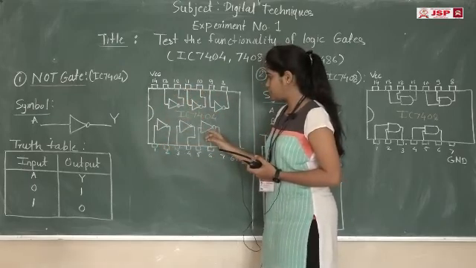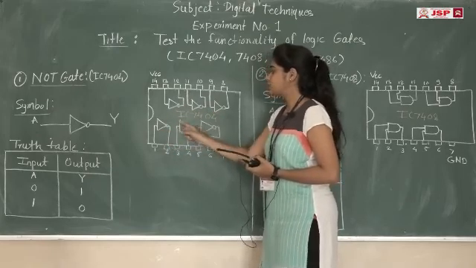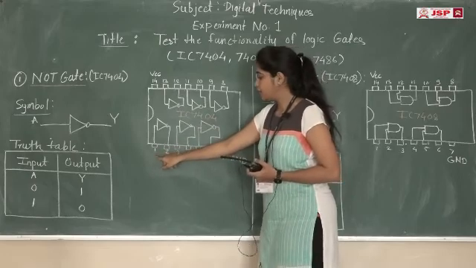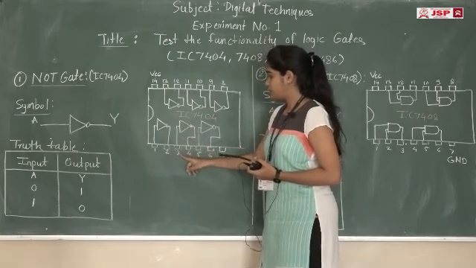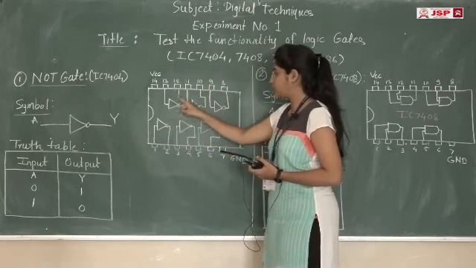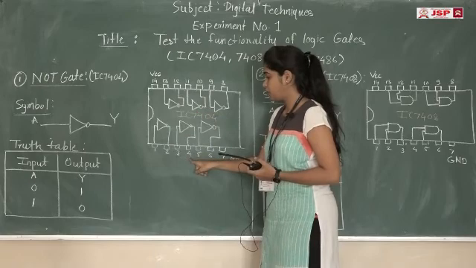Now in this internal structure of the IC, we are using 6 NOT gates. Here 1 is for input and 2 is for output. Similarly for all the gates, like 3 is for input and 4 is for output.